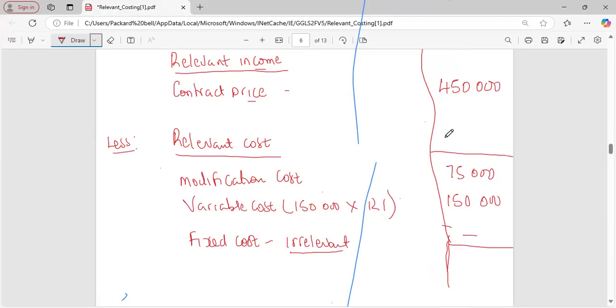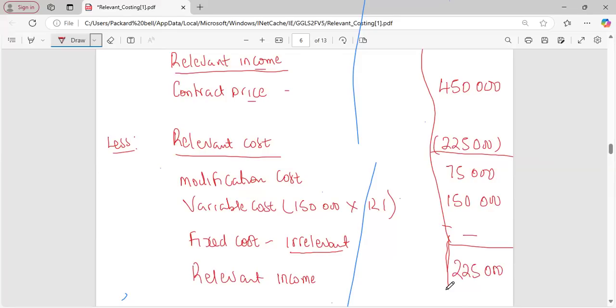It's going to be 225 here. So our relevant profit is going to be how much? 450,000 subtract 225. So it's going to be 225 again.